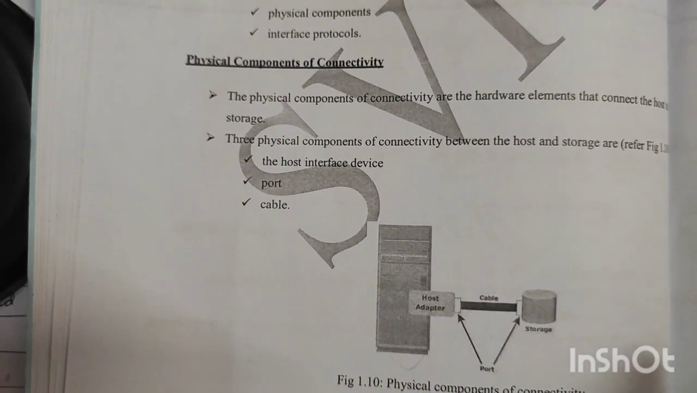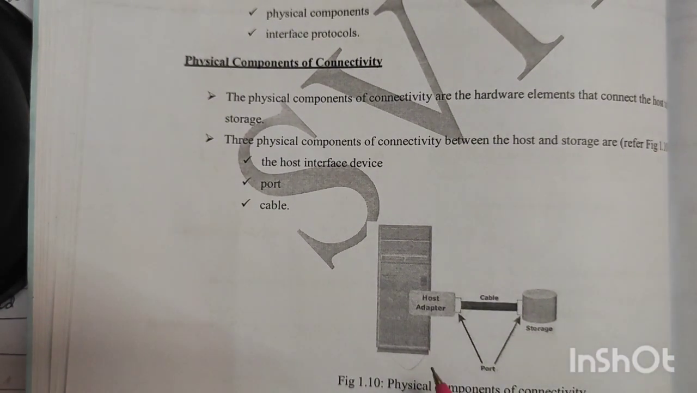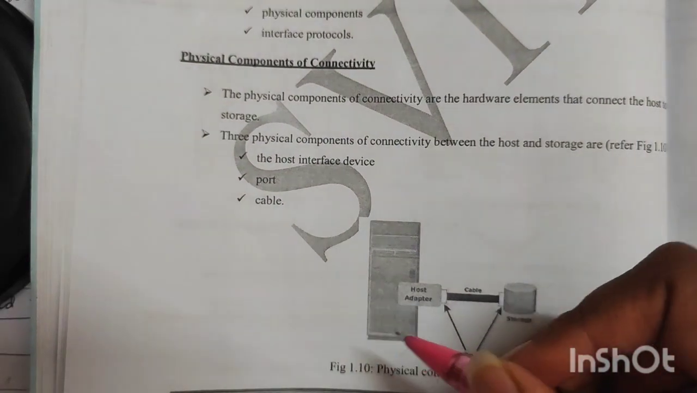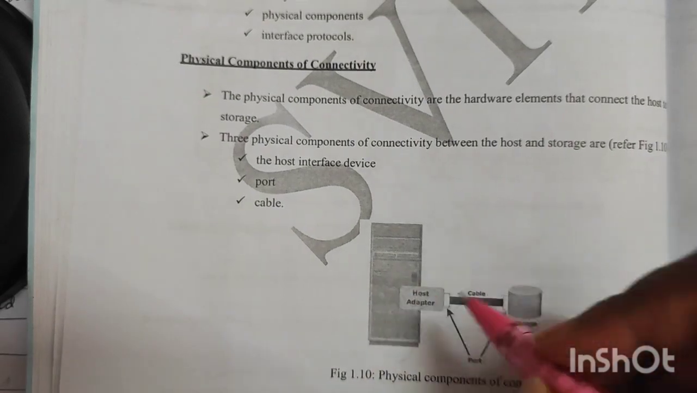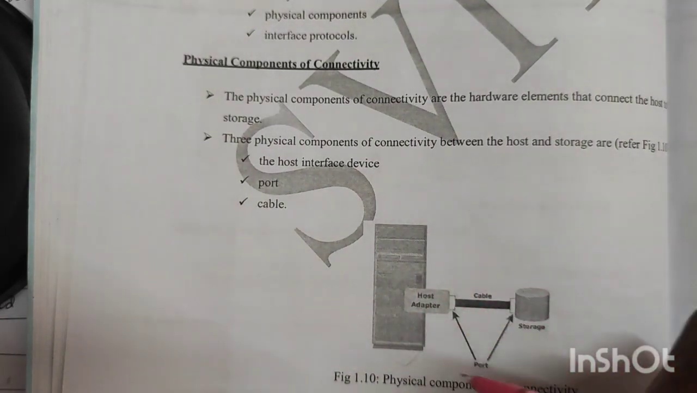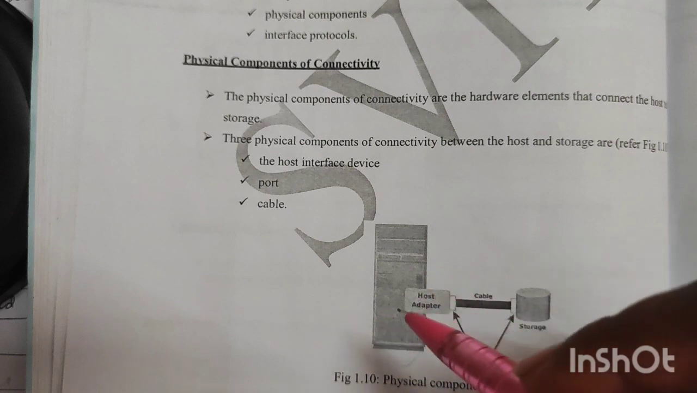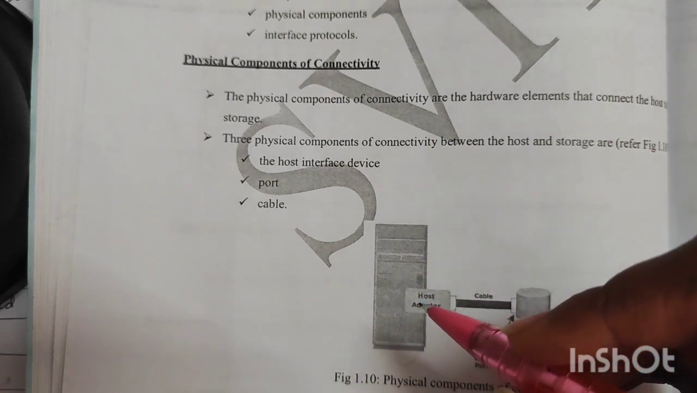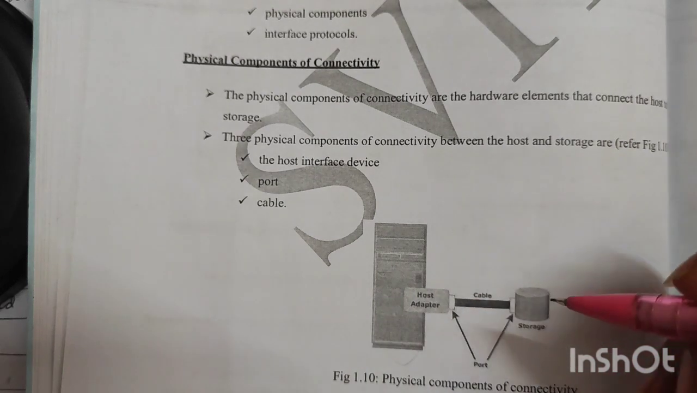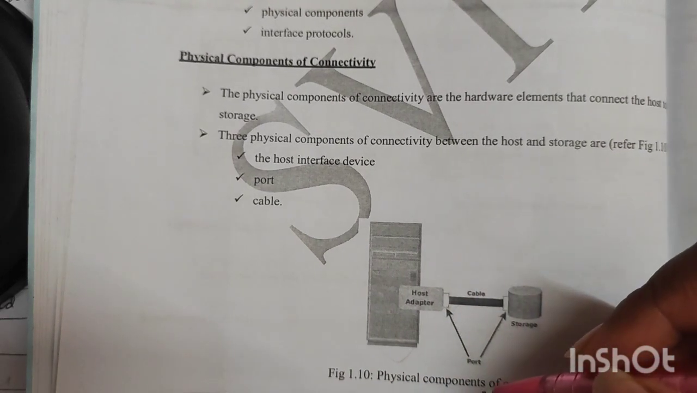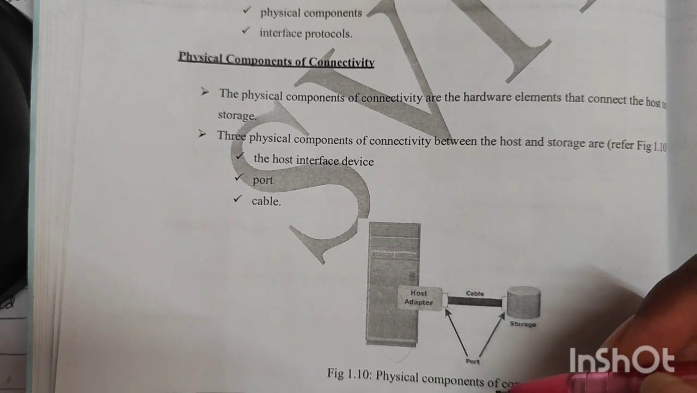So we have the physical components of connectivity. That is, you have your host adapter, you have your cable, and you have your storage. These are the three components that are used. The host adapter is an interface device that gives instructions, like that it has to get the data from here and all. So you have a host bus adapter, that is called HBA, and then you have a network interface card, that is your NIC.